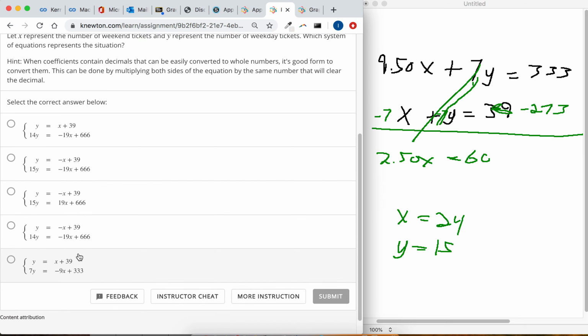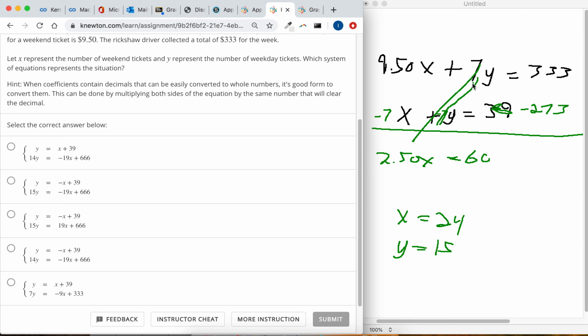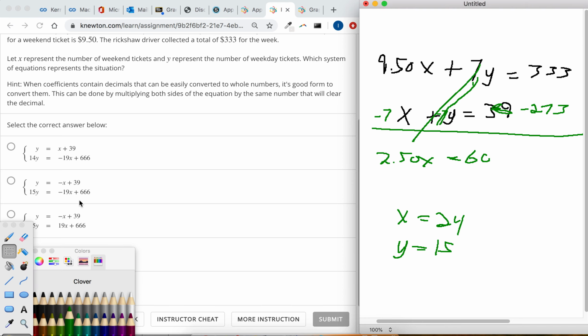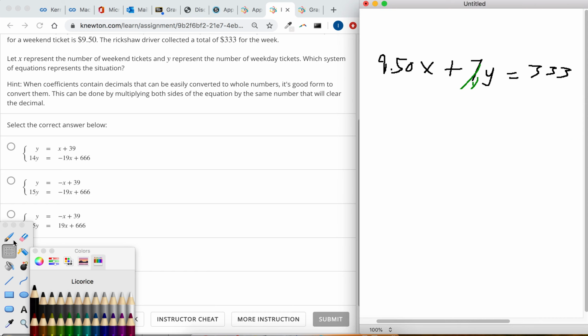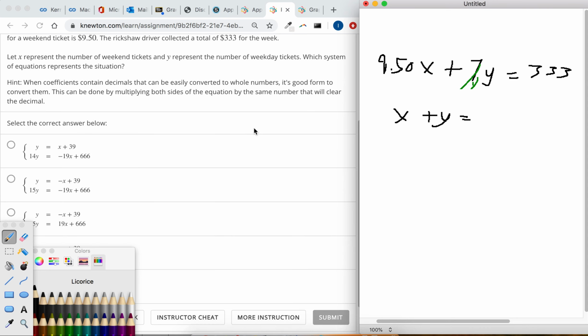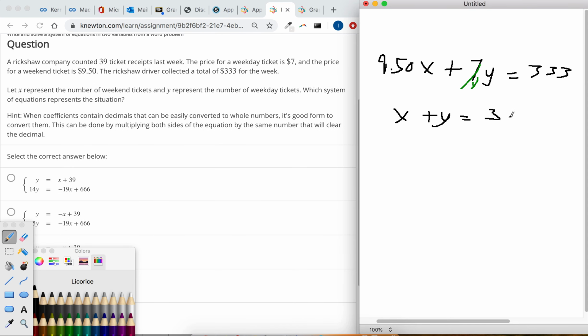Oh, wait. They just wanted the equations. Dang it. Okay. So these equations are right. We just need to rearrange them to get it the way they had it. Sorry. So that solves it, but that's not the question they're asking us. I got to rewrite this one. This one was x plus y equals 39. So if you get y by itself in this bottom equation, it's nice and easy.